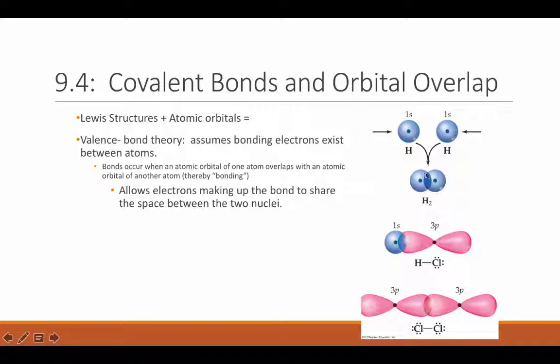Here you see in this H2 molecule the overlap of the two 1s orbitals. The electrons in the bond then exist between the two nuclei of the hydrogen atoms. In the HCl molecule, we have hydrogen's 1s orbital overlapping with chlorine's 3p orbital, and again the electrons exist in the space between the two nuclei. Likewise for chlorine, which has the overlap of two 3p orbitals.